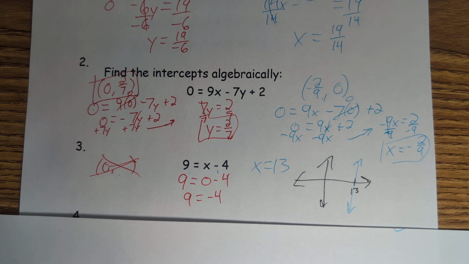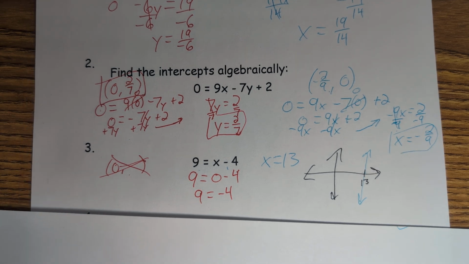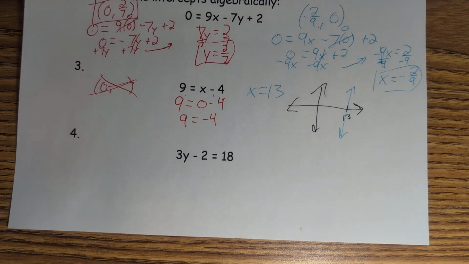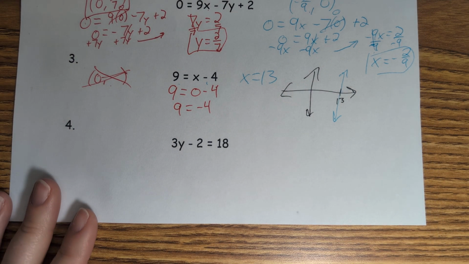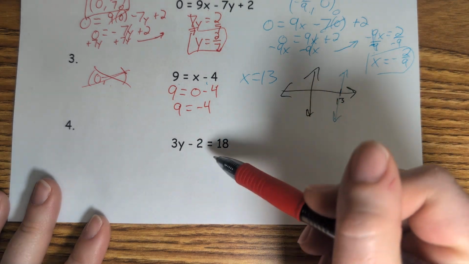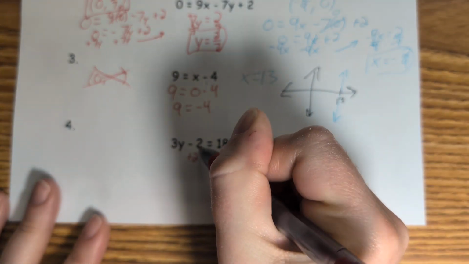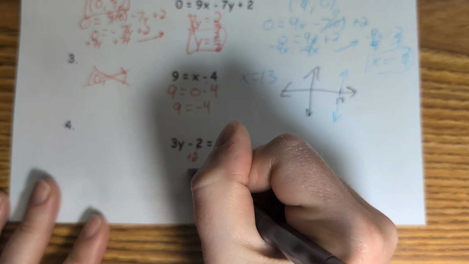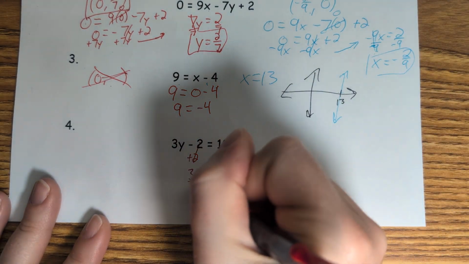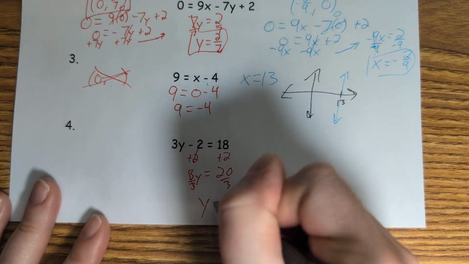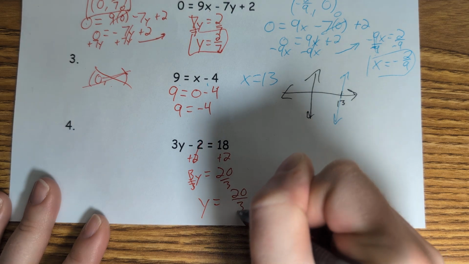So just FYI, if something is going amiss when you're looking for your intercepts, it's probably just something with the graph. Maybe it doesn't have any. This is the same idea, opposite case. I could solve for y. So I get 3y equals 20, and then I divide both sides by 3. So I have y equals 20 over 3.